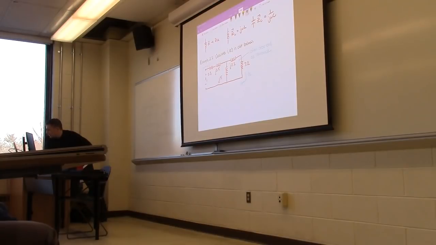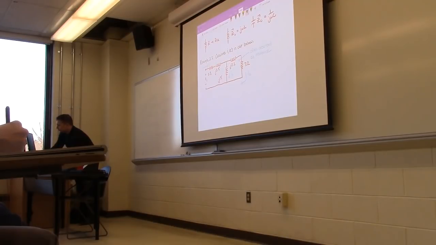I'm assuming they must give us V1, or else we can't really solve this. I think it's on the next slide. There's also one other current. They call this IM. I don't know why they call it that. Maybe middle.